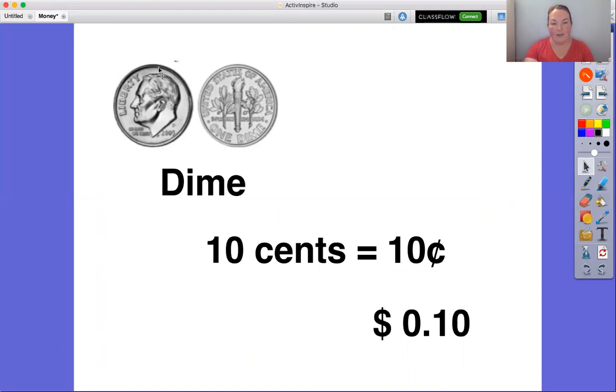All right, next up is the dime. And on the front, it's going to look like this. And on the back, it's going to look like this. Now, the dime is also a silver color, but it's actually a smaller coin. So it's going to be smaller than the penny and smaller than the nickel, okay? But it's worth 10 cents. So a dime is worth 10 cents. You can see if we write it with our dollar sign, behind our decimal is the number 10. 10 cents is a dime.